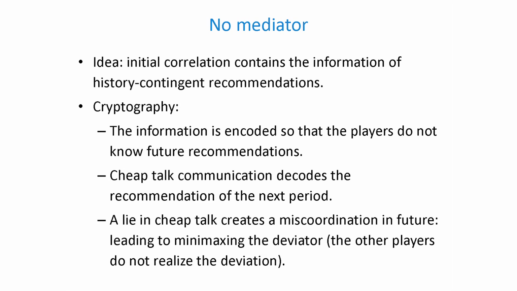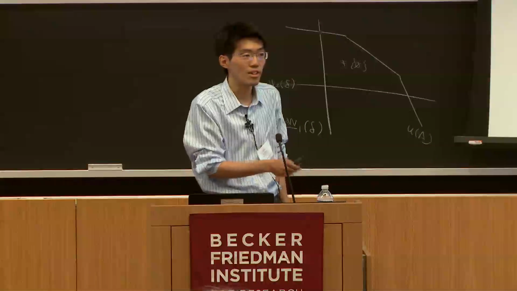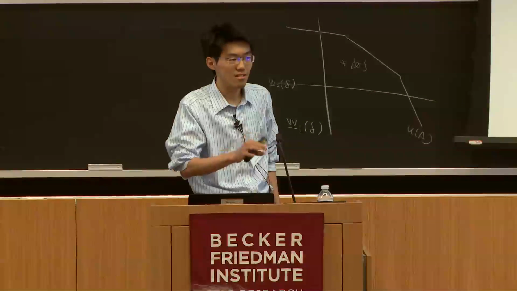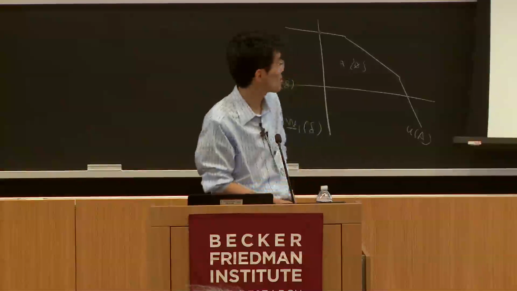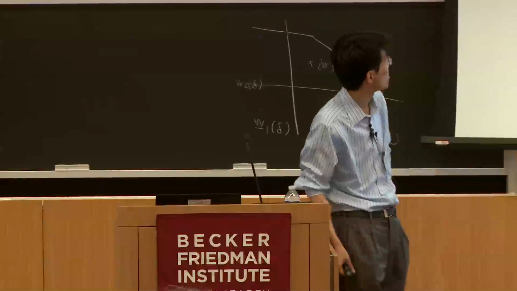And we are considering the sequential equilibrium, so we need to make sure that this punishment can be done in a sequentially rational way. And this is a little bit hard proof, but I think I don't have time to talk about it. So let me go to the conclusion.